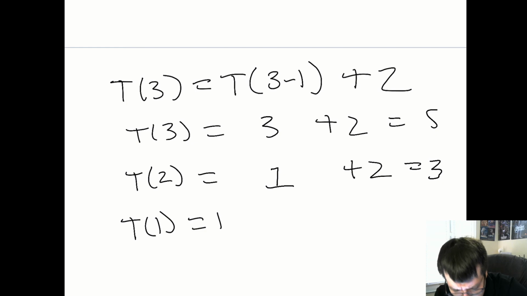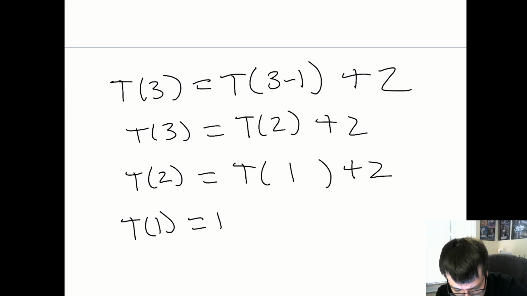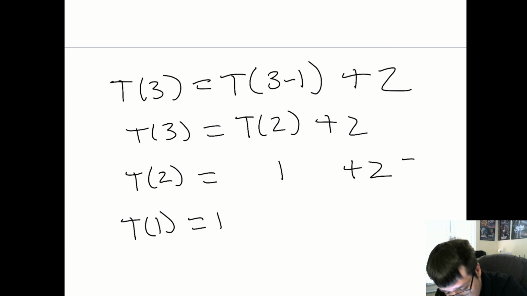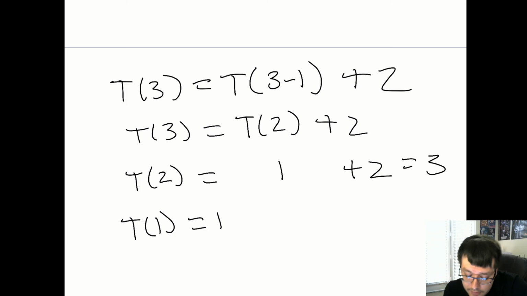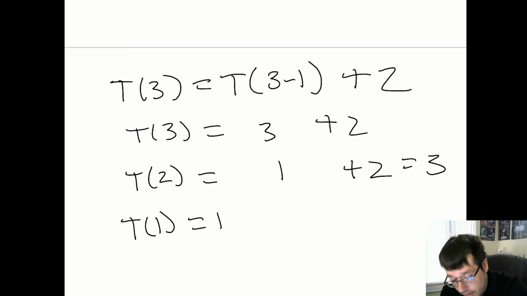Oh, wait. I might have gone too fast and screwed something up. Let me make sure I didn't. Okay. So t of 1 is equal to 1. So this is equal to 1 here. That's equal to 3. T of 2 is equal to 3. So I guess I didn't go too fast, which is equal to 5. And then that's it, t of 3.